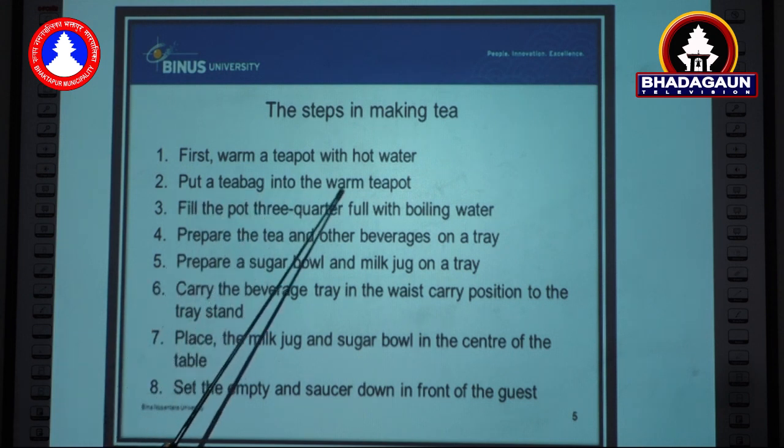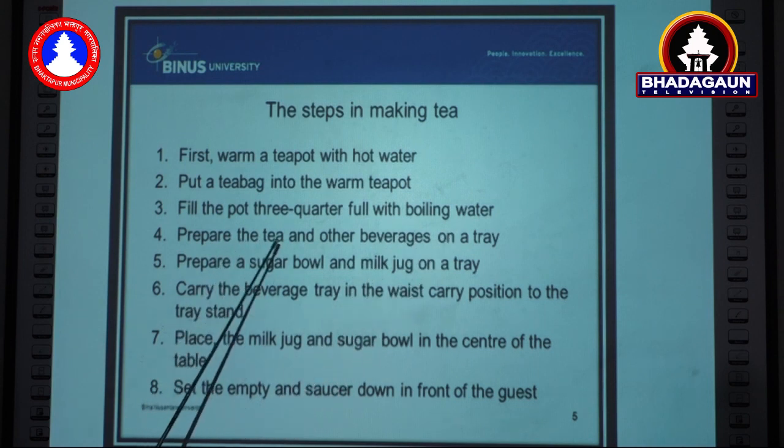So put a tea bag in a warm teapot, fill the pot 3/4 full with boiling water, prepare the tea and other beverages on a tray. Prepare a sugar bowl and milk jug on a tray. Carry the beverage tray in the waist carry position to the tray stand. This is the serving way. Place the milk jug and sugar bowl in the center of the table. Set the cup and saucer down in front of the guest. This is, however, you can use this way also on the basis of the clue.